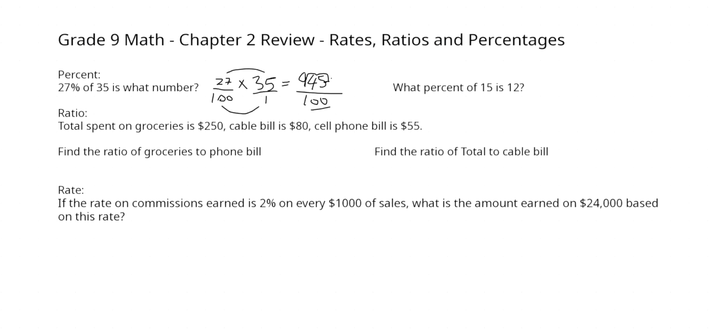Okay. So here we have: what percentage of 15 is 12? When something is "of" the other, in this case this is the big number, and we're finding this as a percentage of that big number. So the smaller number will be the numerator, and the bigger number will be the denominator.